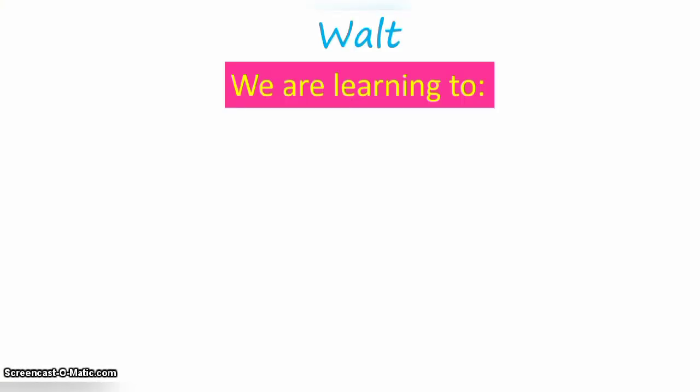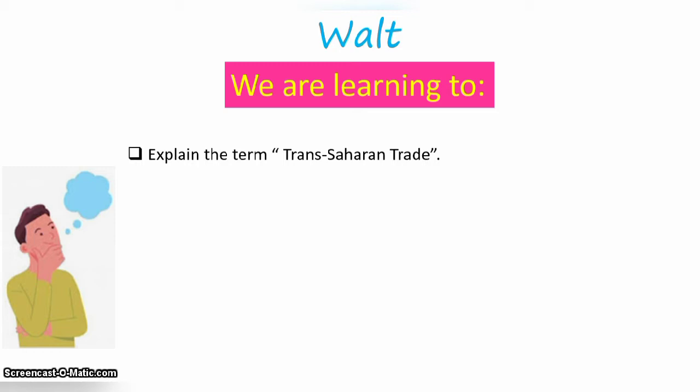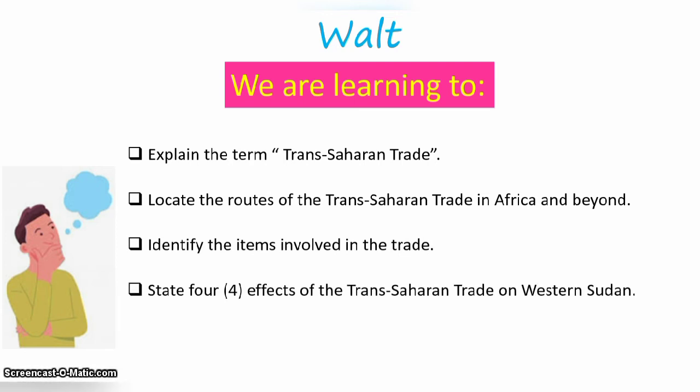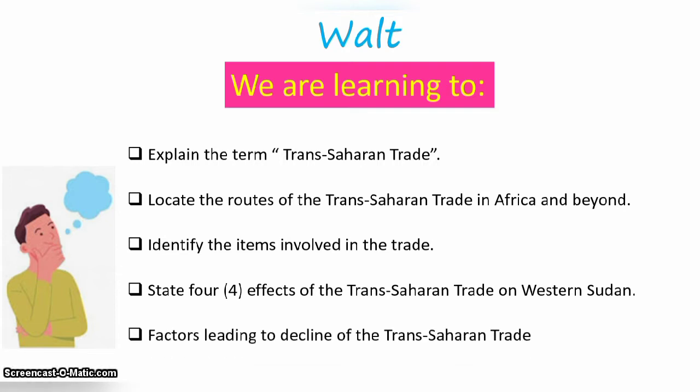What are we learning today? That is our objective. We shall explain the term Trans-Saharan trade. We shall locate the roots of the Trans-Saharan trade in Africa and beyond. We shall identify the items involved in the trade. Then we shall state 4 effects of the trade on Western Sudan, and then we shall look at the factors leading to the decline of the Trans-Saharan trade.